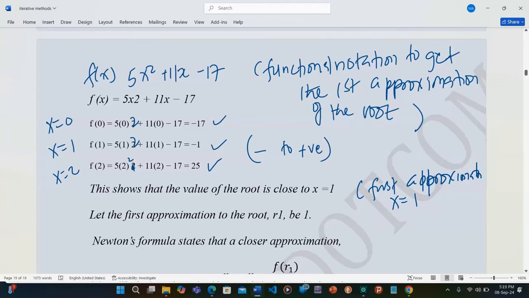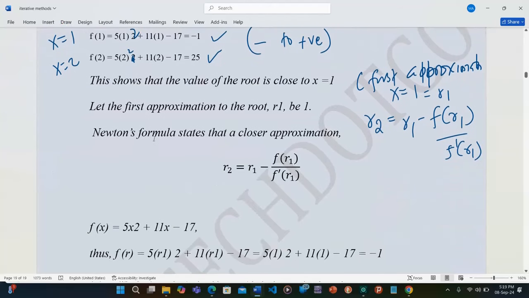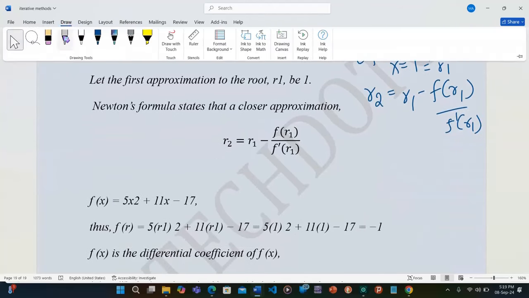Now we already know the formula for Newton-Raphson. So our second approximation is equal to our first approximation of the root minus f of R1 divided by f prime of R1. But R1 is equal to 1. And we also have to look for the first derivative of that function. So what is the first derivative of that function? Obviously, we are going to differentiate that.